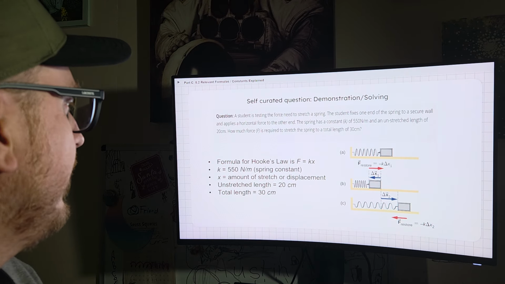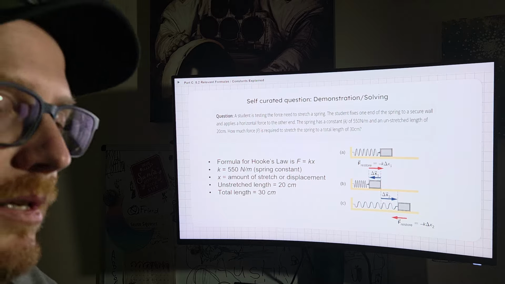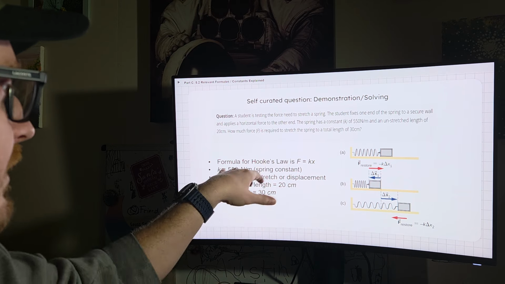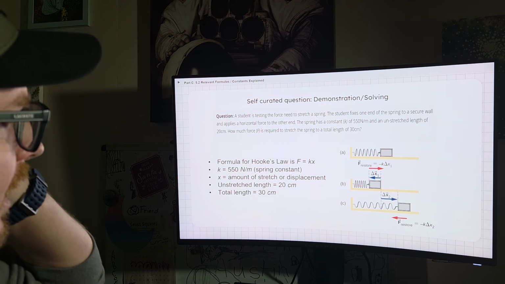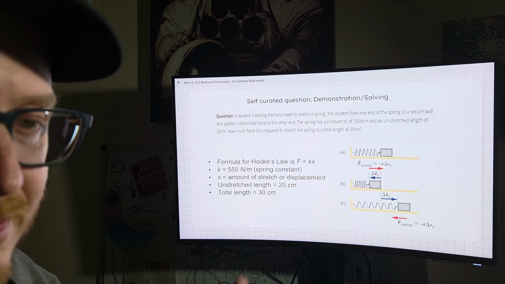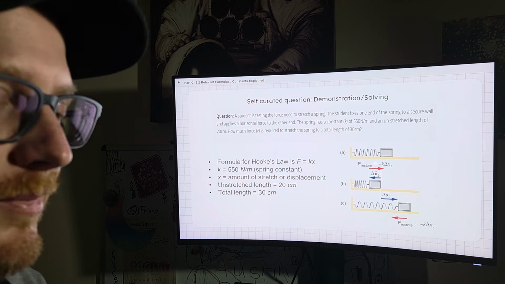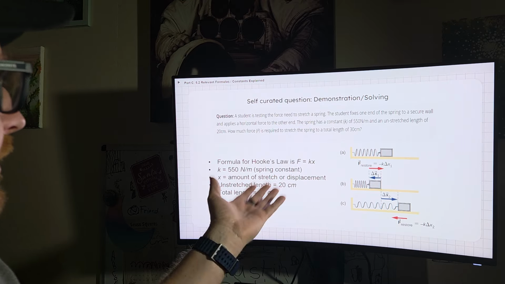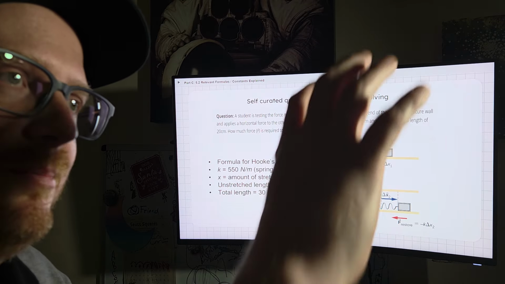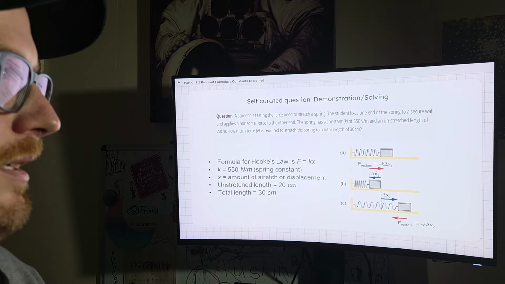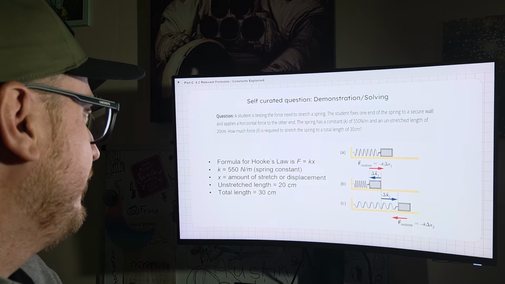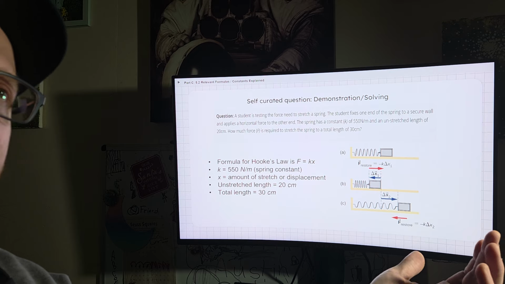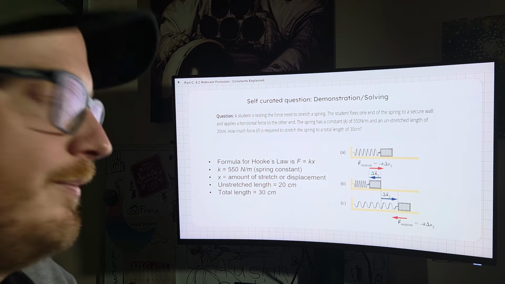And then we have the spring constant, which is the stiffness of the spring, which equals 550 newtons per meter. You also have the displacement, like we talked about, which is the extension from the wall. And then you have the unstretched length, which is just the spring sitting at the wall horizontally. And then you have the total length, which is from the base stretch all the way out to 30 centimeters.